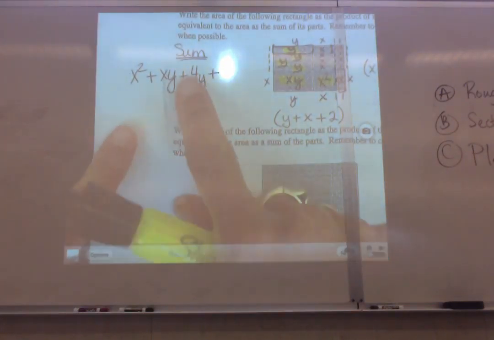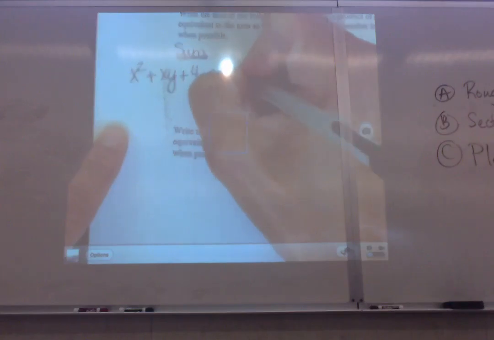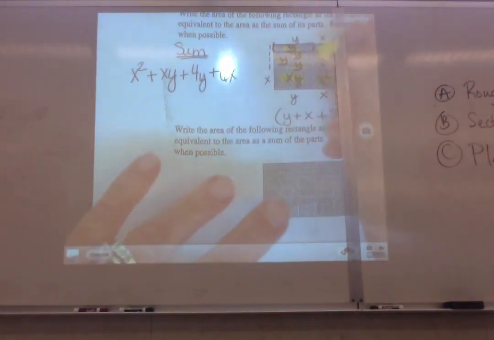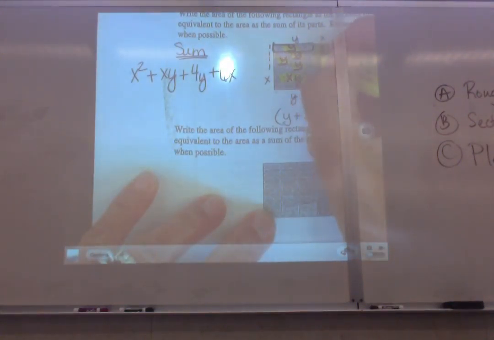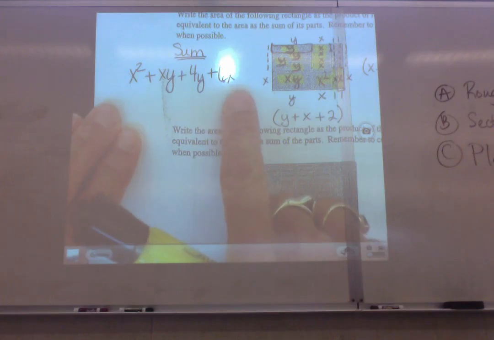For this sum, I'm adding up those areas that we found. I can do the same thing with x's. There's 1, 2, 3, 4, 5, 6 rectangles whose area is 1 by x, or x. Okay, so 6x. 1, 2, 3, 4, 5, 6. So those are the ones I've taken care of in my simplified sum.